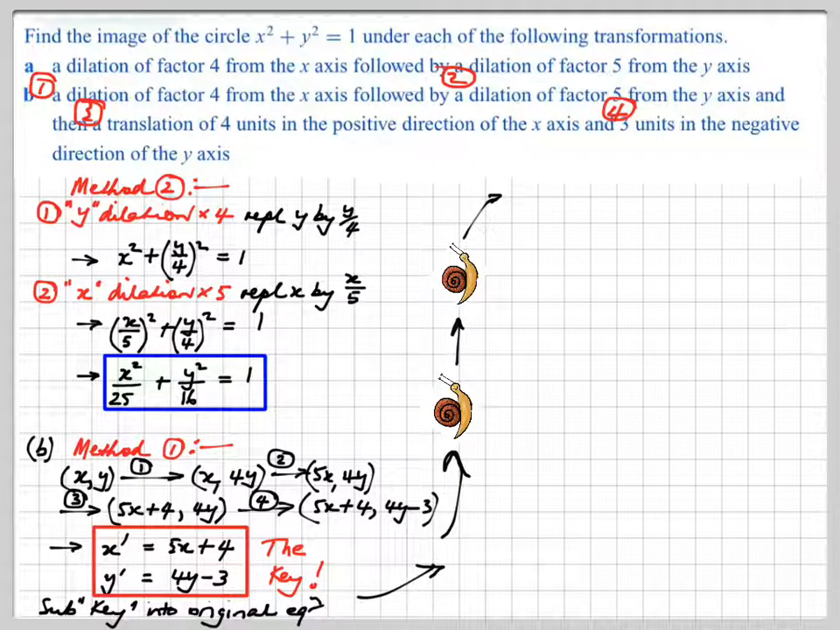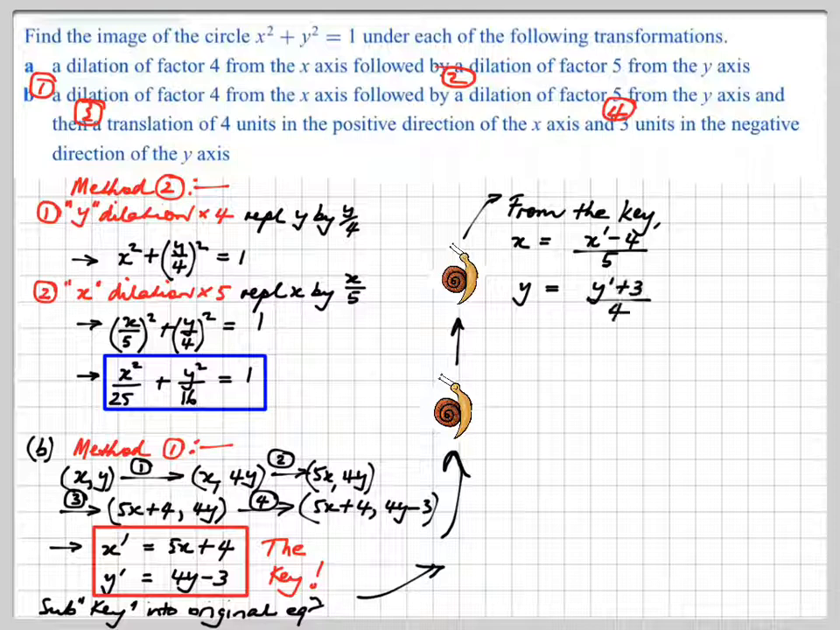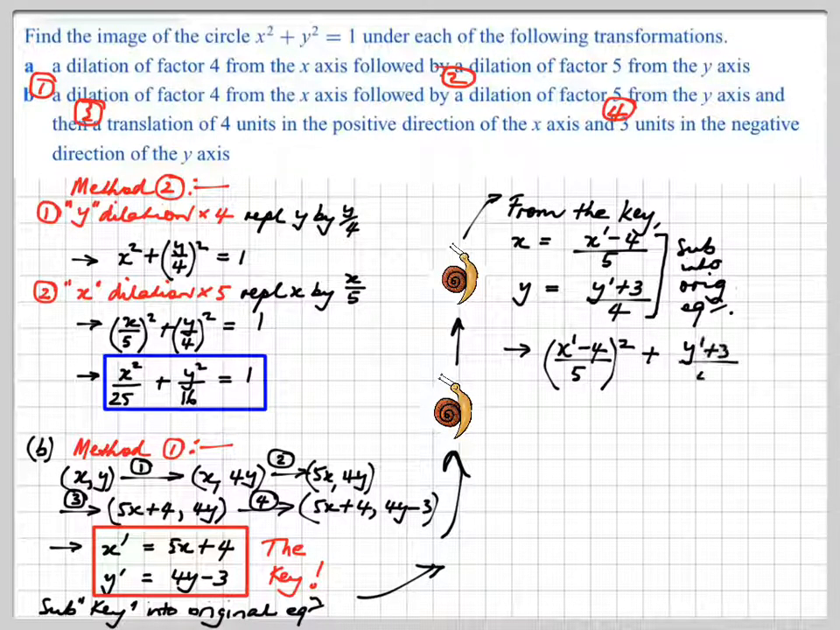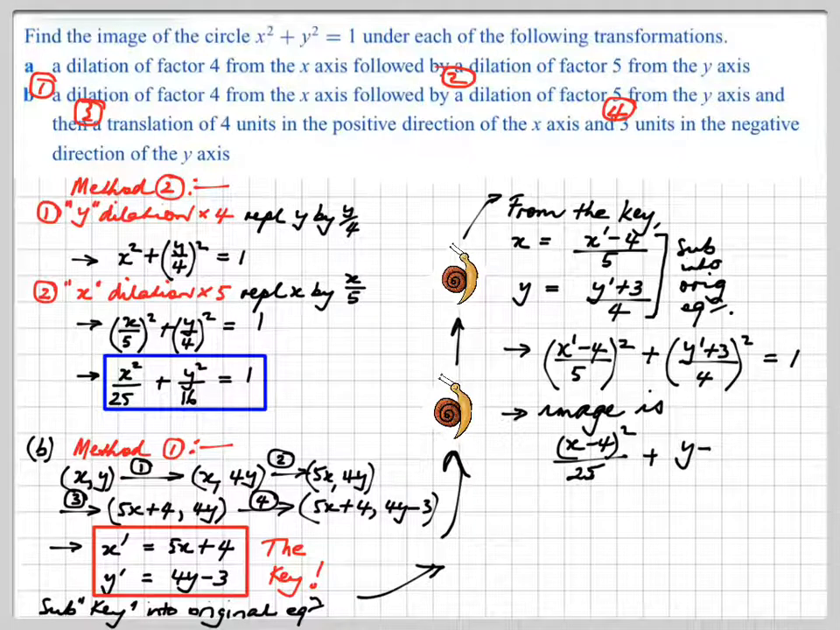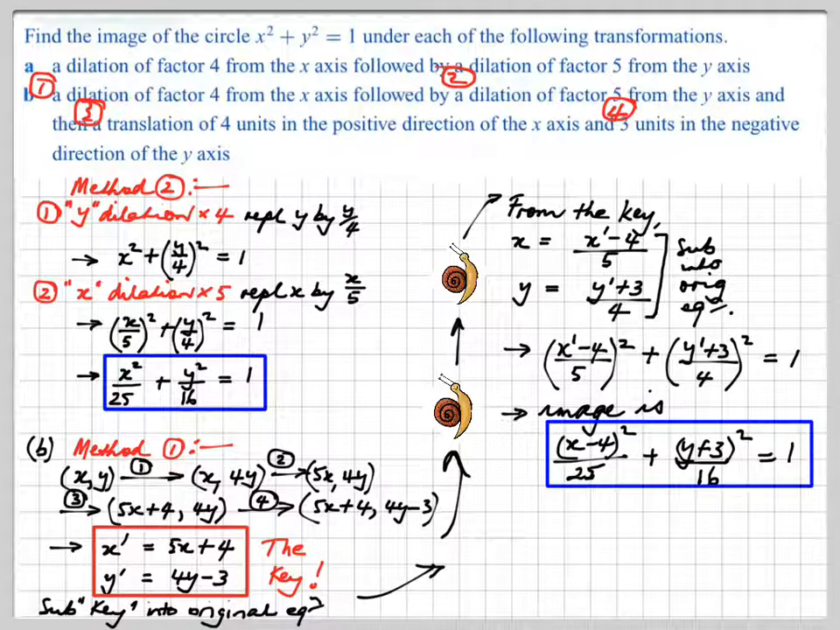Now, here we go. From the key, that's what x and y made the subject of the key are. And we're going to plug them into our original expression, x squared plus y squared equals 1. And that is what we get. Whoopee-doo. And the image is, I'm dropping the dashes now. That's what I get. Okay? There's the box time. So that's pretty good, eh? You like that? All right.